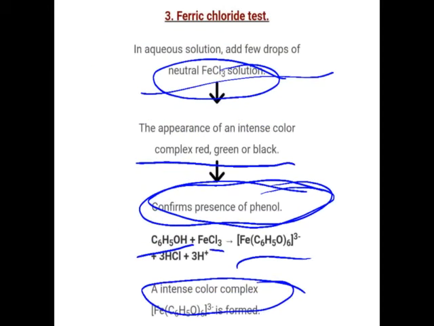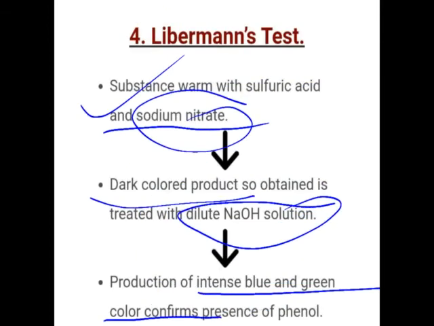Then what does ferric chloride do? If we add ferric chloride, we get an intense color red, green and black complex formed. If we get that color, it indicates there is a presence of phenol. That is the ferric chloride test. Then fourth test, Lieberman's test. In Lieberman test, what are we doing? We warm the phenol with sulfuric acid and sodium nitrate. Then we get the dark color product that we have to treat with the dilute NaOH. Then we get the intense blue or green color in the presence of phenols. Okay, the intense blue green color obtained, that means phenol confirm.